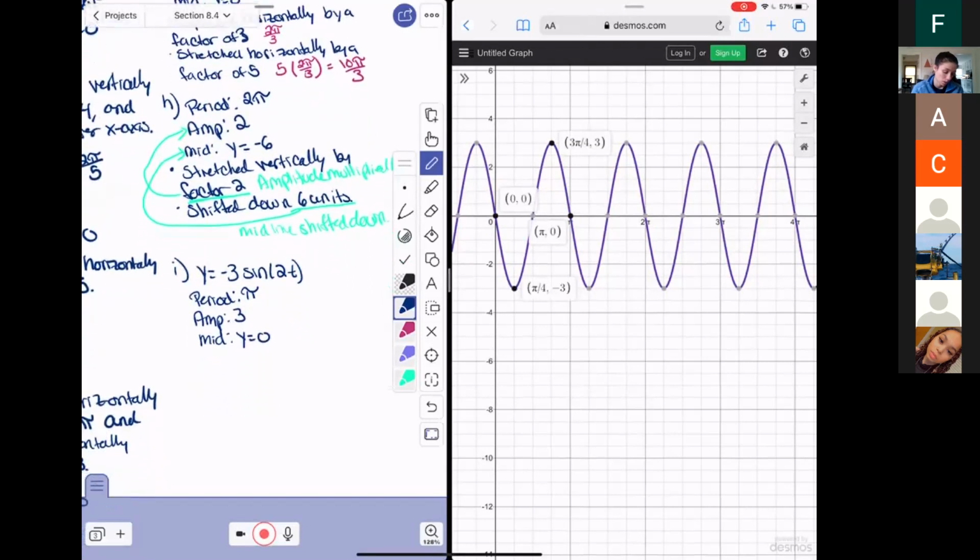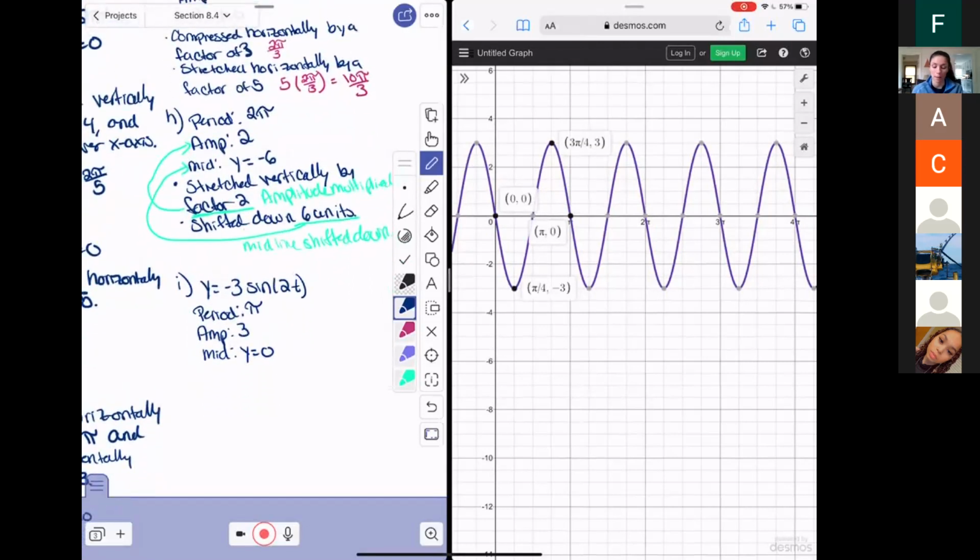Okay. So now we have to talk about what transformations are happening. Can someone tell me what transformations are happening to the input? It's being compressed by a factor of 2 horizontally. Yep. And notice that our period, pi, is equal to 2 pi divided by 2. And I'm getting this 2 from here.